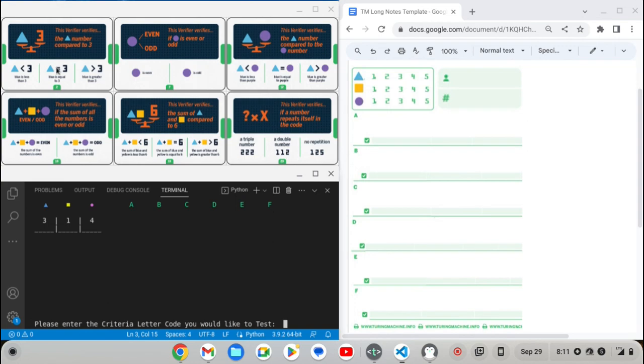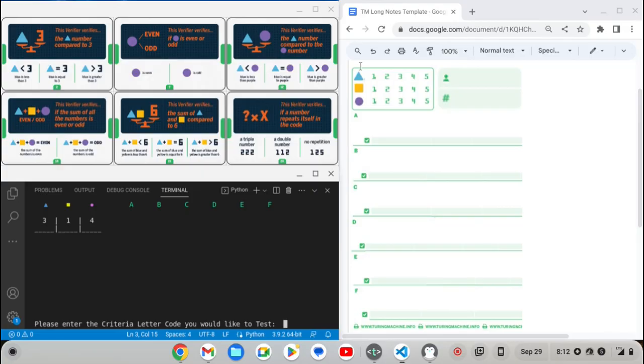So in the grid above, we've got our 6 criteria cards. On the top row, we've got criteria card A, criteria card B, and criteria card C. On the bottom row, we've got criteria card D, criteria card E, and finally criteria card F. Criteria card A looks at our first digit, the triangle digit, and compares it to the number 3. So should the value of triangle be less than 3, should it be equal to 3, or should the value of triangle be greater than 3? Criteria card B looks at our last digit, the circle digit, and will let us know whether it's an even digit or an odd digit.